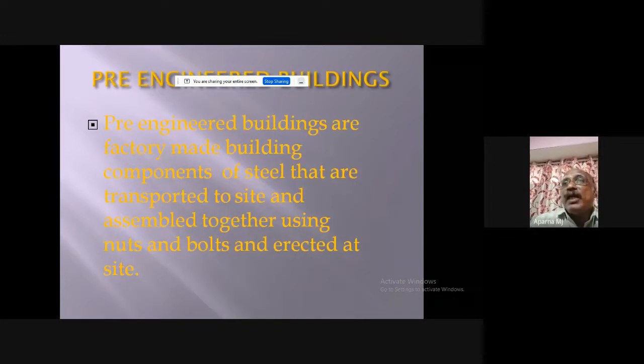it's a pre-engineered building, and sandwich panels are cladded. You can see the roof panels. Pre-engineered buildings are factory-made building components of steel that are transported to site, assembled together using nuts and bolts, and erected at sites.